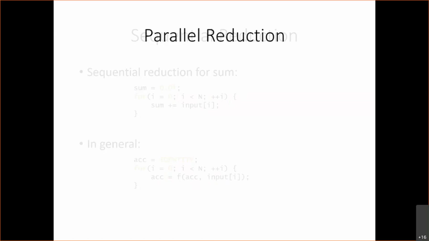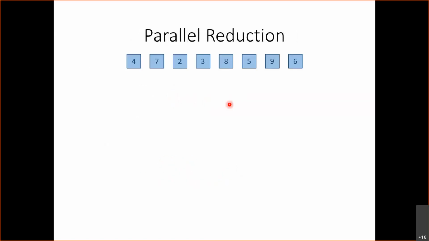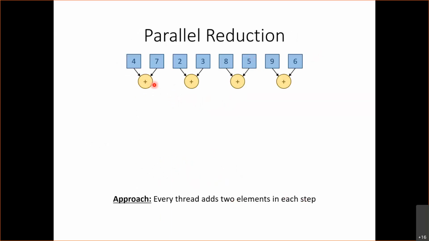So a parallel reduction can be done as follows. If I have an array with these 8 elements, okay, what I can do is say that every thread is going to add 2 elements at each step. So here, if I have 8 elements, I'm going to create 4 threads, and each of these 4 threads is going to add 2 elements in parallel. And now what I've done is I've reduced the number of elements that I need to sum in half.